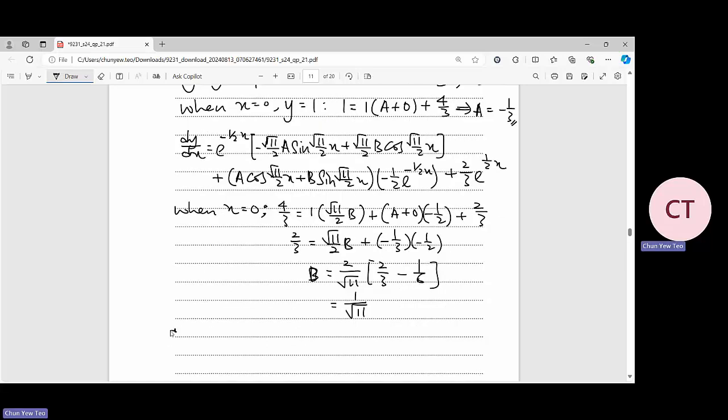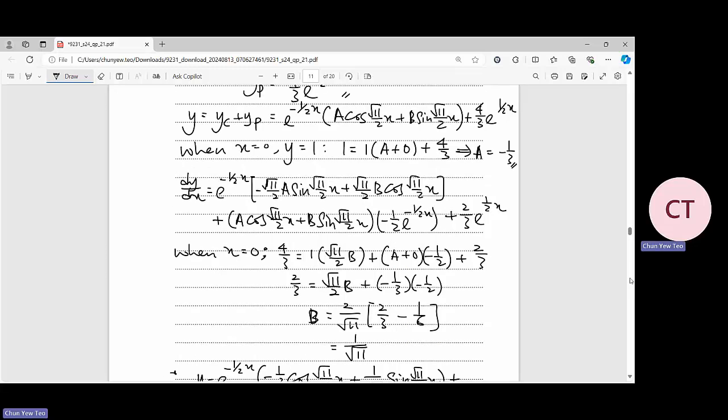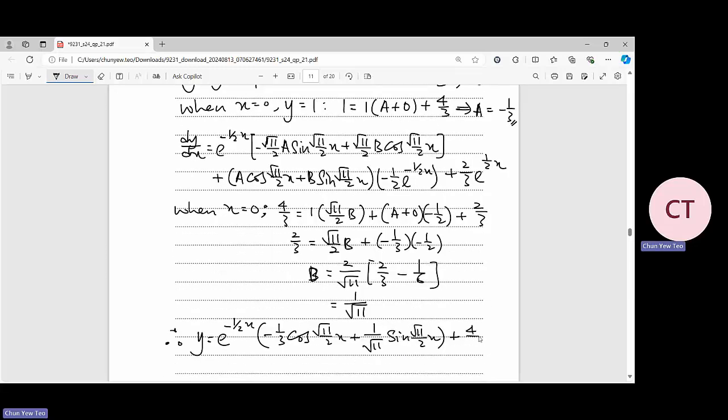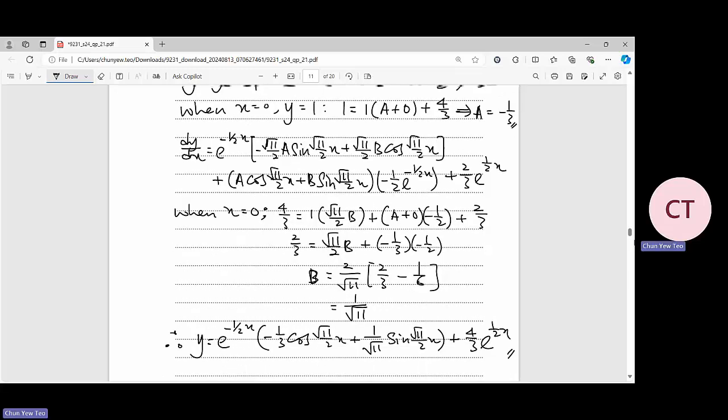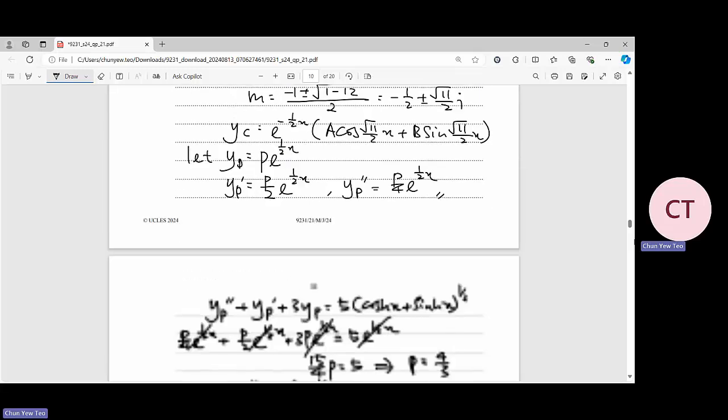Therefore, we have found A and B. Your y is equal to e to the power of negative half x, your A is negative 1 over 3, cos root 11 over 2 x, your B is 1 over root 11, sine root 11 over 2 x, plus your particular integral, 4 over 3 e to the power half x. Done. So this is the answer for question number 6b.